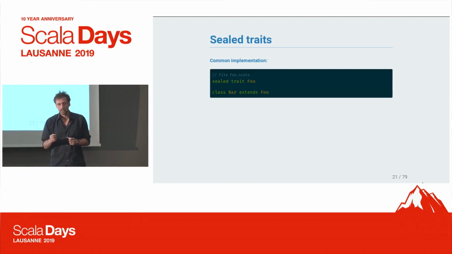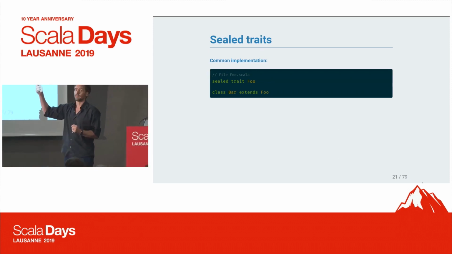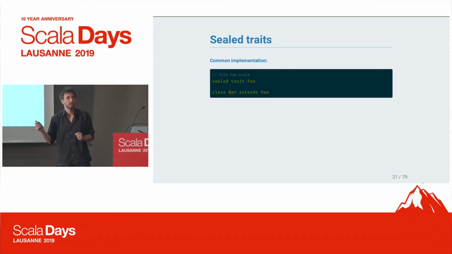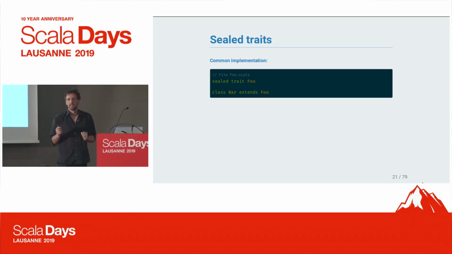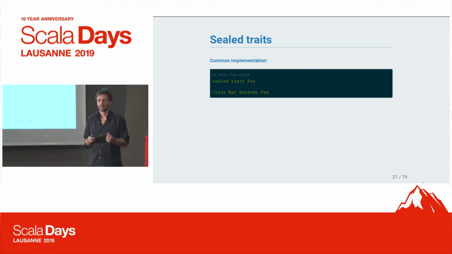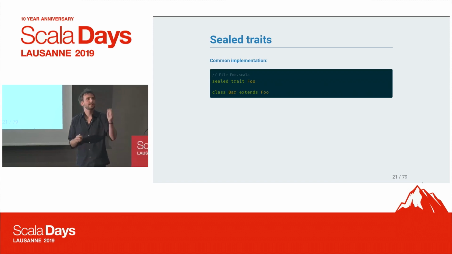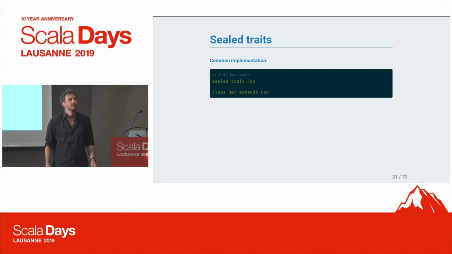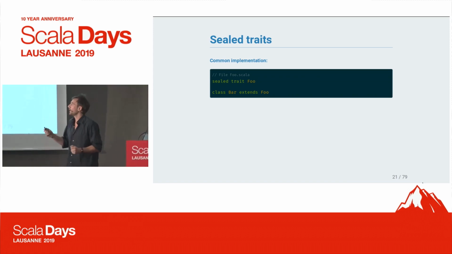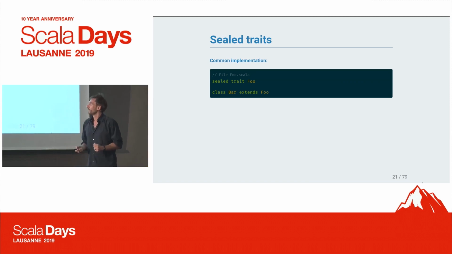Sealed traits. So, right, I just told you sealed traits were nice. And now this is very similar to what I showed you before, but I believe something is wrong with that code. Does anybody have any idea why? Yes, you're in the back. A bit louder. Thank you. So, bar is not final.